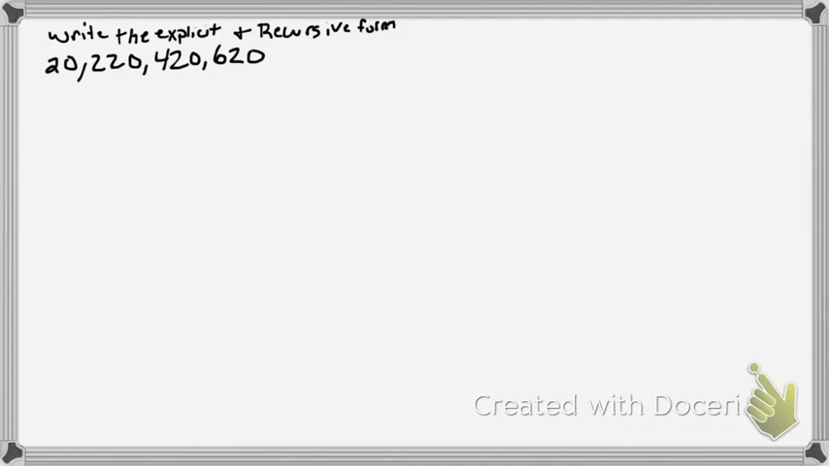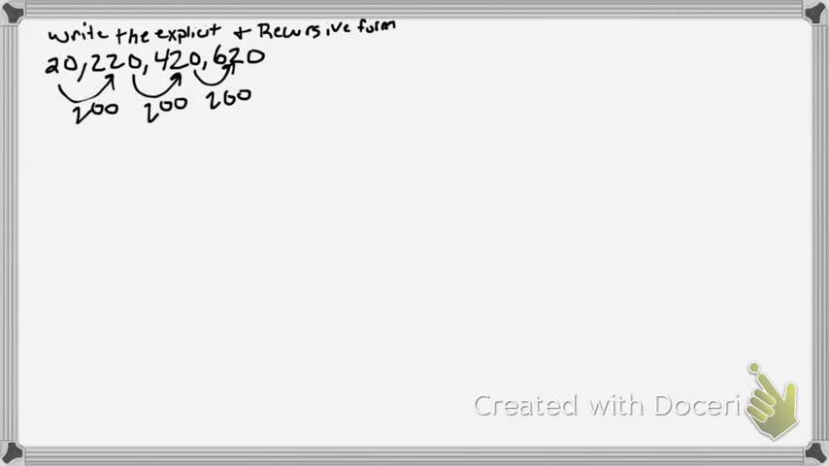So the difference between 20 and 220 is 200. The difference between 220 and 420 is 200. And the difference between 420 and 620 is 200. So that's good. The next thing you want to make sure you know is what the explicit formula is.